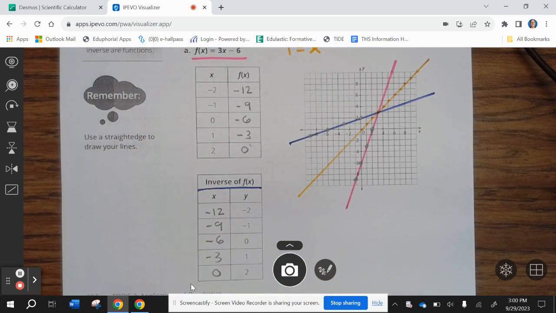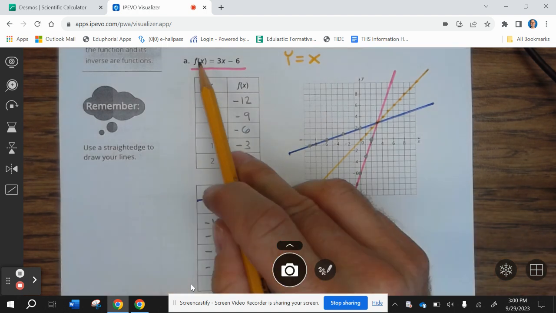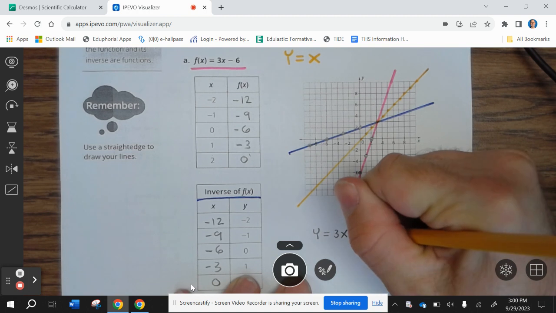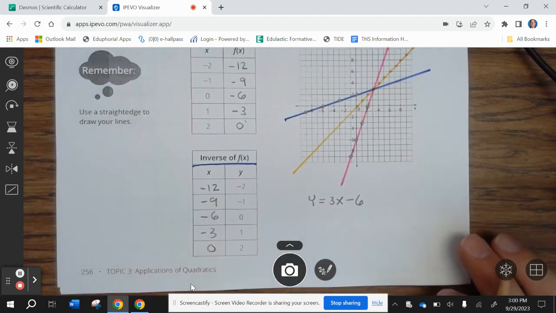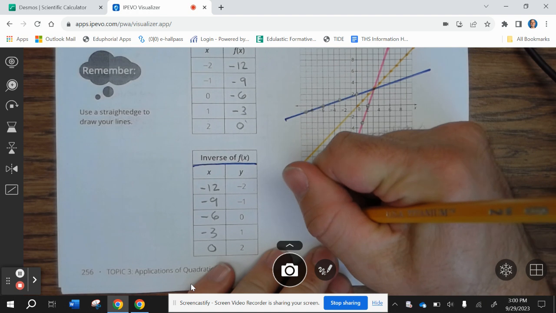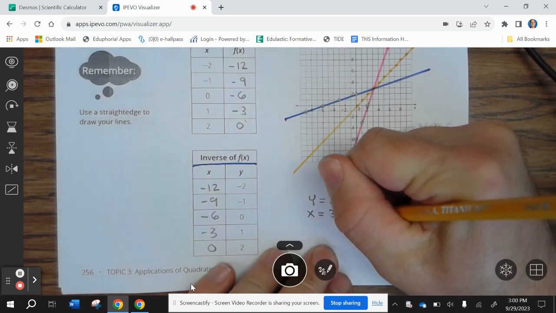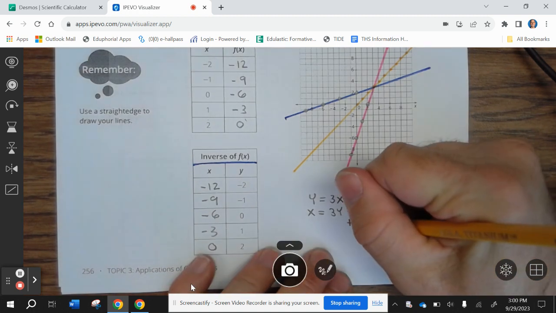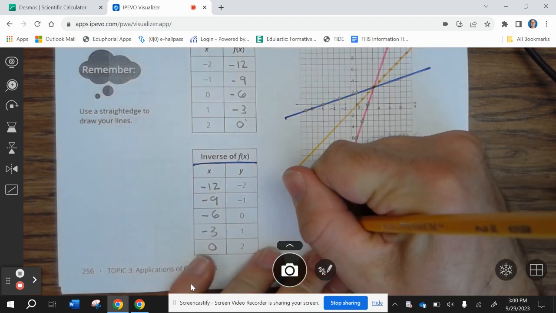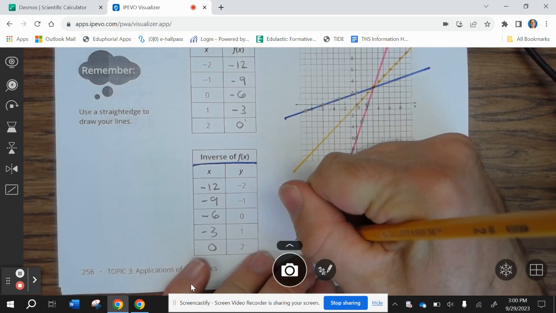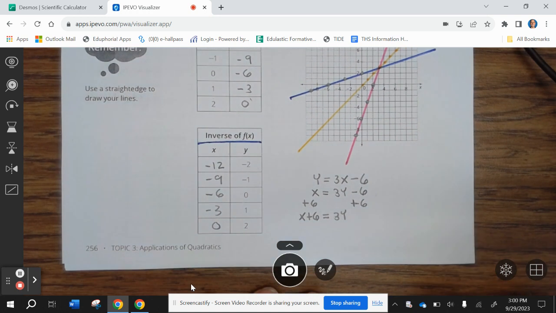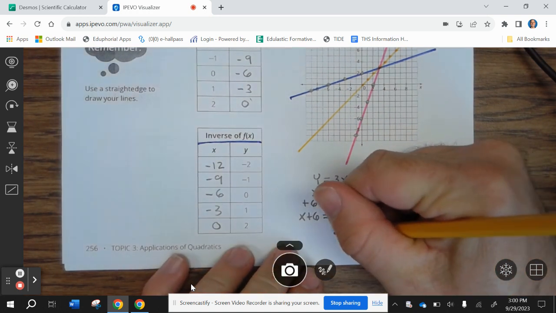Okay. Now, to find the equation, step 1, we change f(x) to y. So we have y equals 3x minus 6. Step 2, switch x and y. And then next step, solve for y. So we add 6 to both sides. So we get x plus 6 equals 3y. And then divide everything by 3.